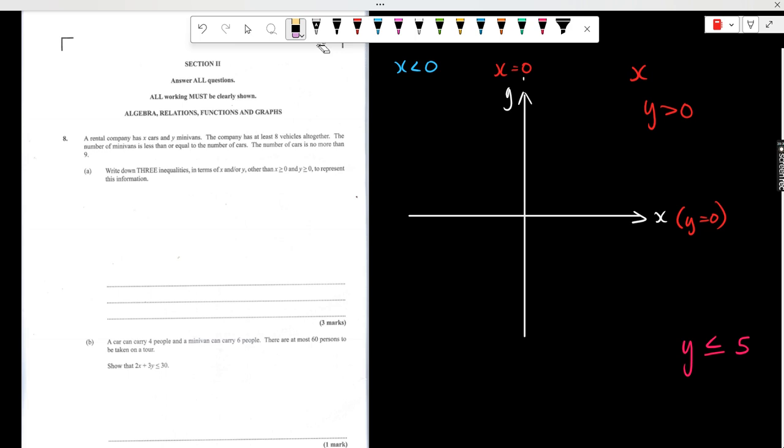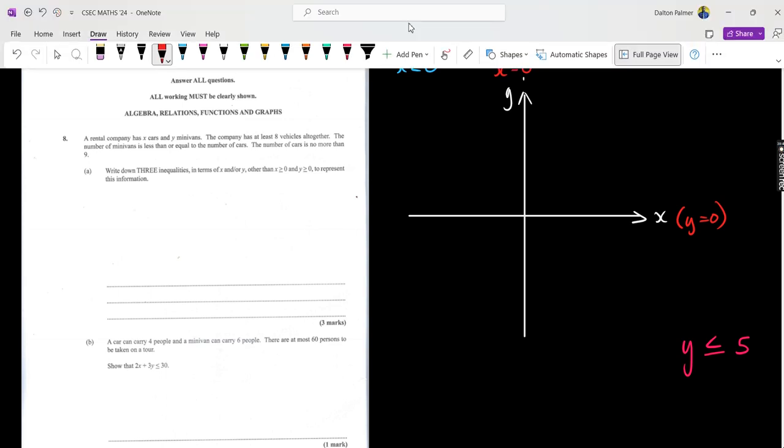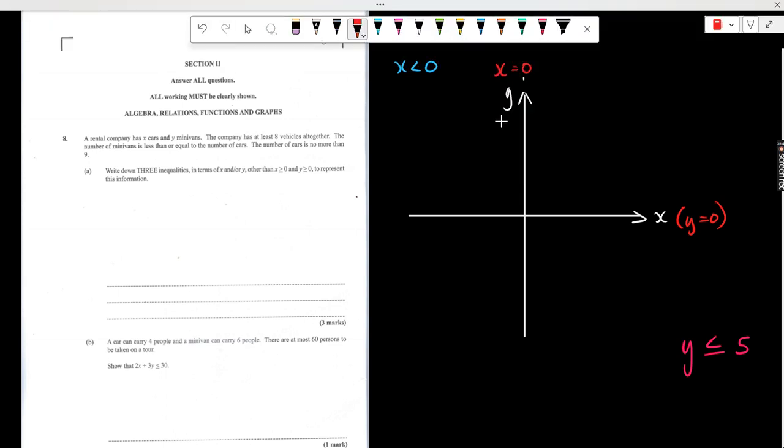Suppose we want to represent the inequality y is less than or equal to 5. The first thing we have to do is to draw the line y equals 5. Of course, the line y equals 5 is a horizontal line parallel to the x-axis. So let's say this is the line y equals 5.